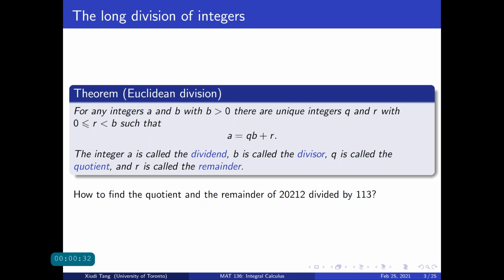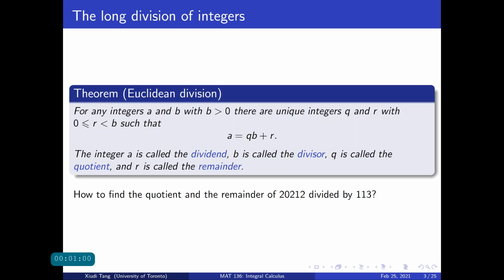Let's recall the Euclidean division of integers. Let A be an integer called the dividend and B be a positive integer called the divisor. Then there will be two unique integers Q and R such that R is greater than or equal to 0 and less than B, and A can be written as Q times B plus R. Then Q is called the quotient and R is called the remainder.